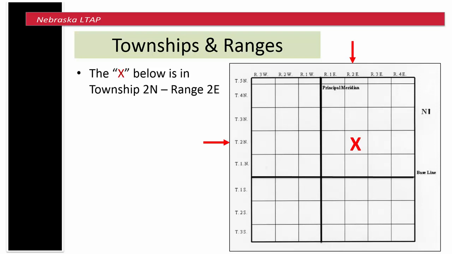The red X shows the location of Township 2 north, Range 2 east. In other words, it is the second township north of the baseline in the second range east of the principal meridian.